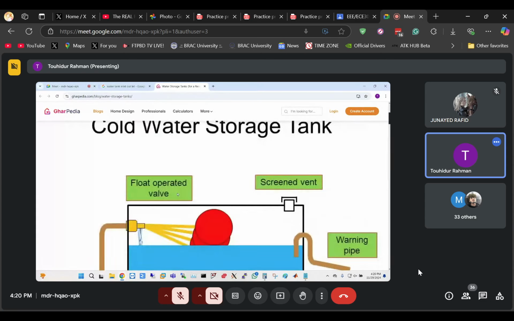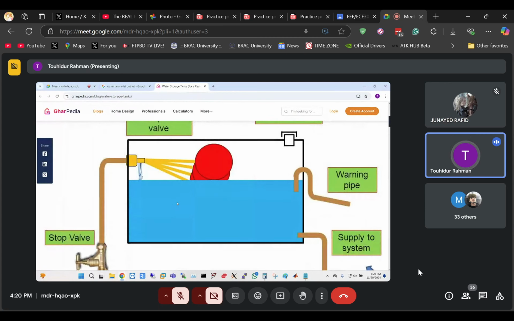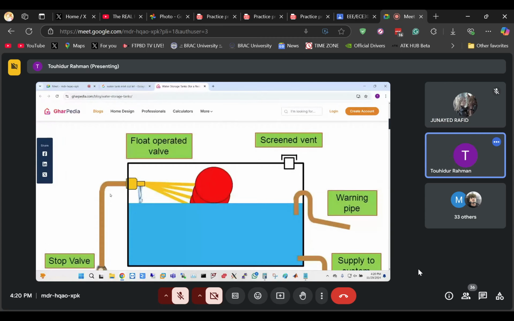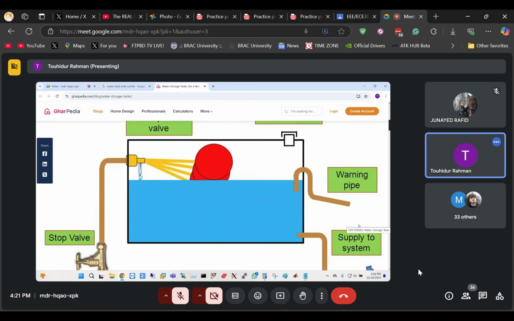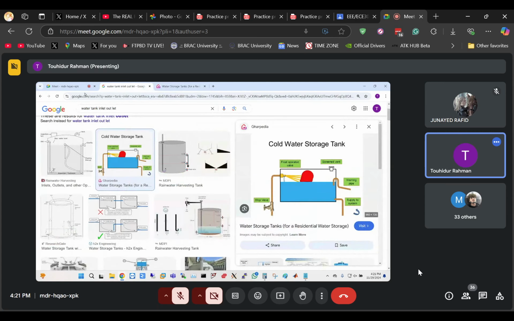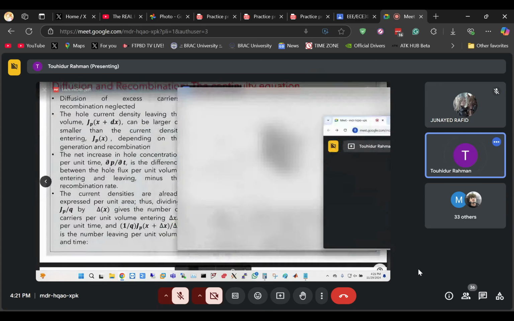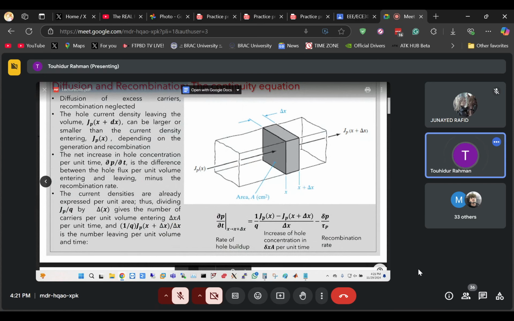Come on, quick. Okay, so here we have a water tank. There is an input valve and an output valve. Forget about this level. If the input is more than the output, that means the water will build up. It's a simple example. Anyway, that's the concept of hole build-up because of current difference.